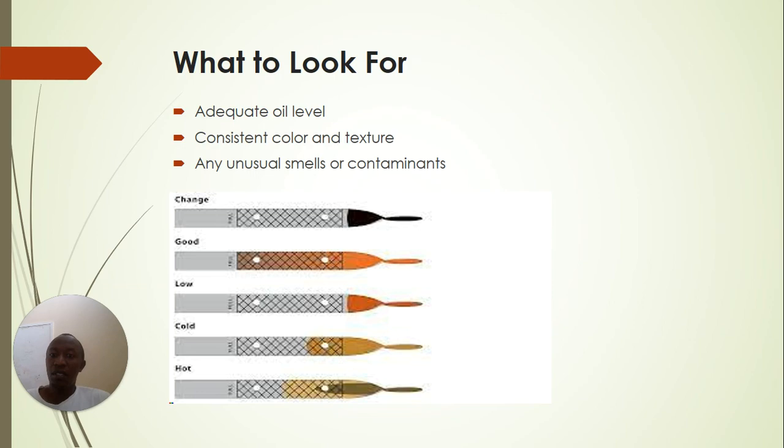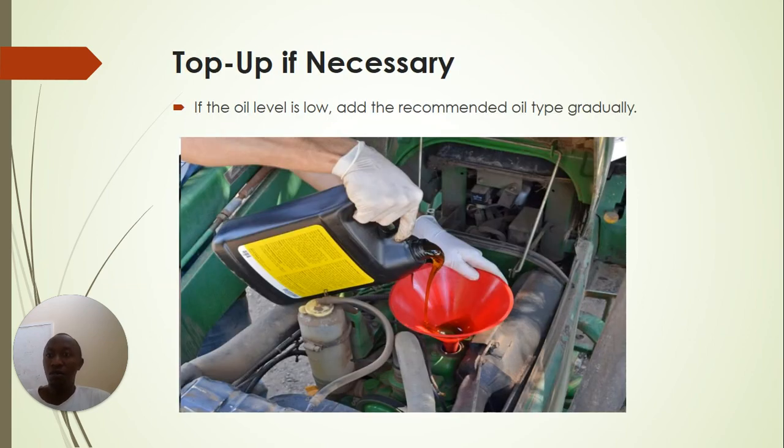As you can see, if it is low, you'll see it on the dipstick. If it is the right amount, it will be on the crossed marks. And if it is in between, it is still okay. You can top up. So you add if it is less than maximum.